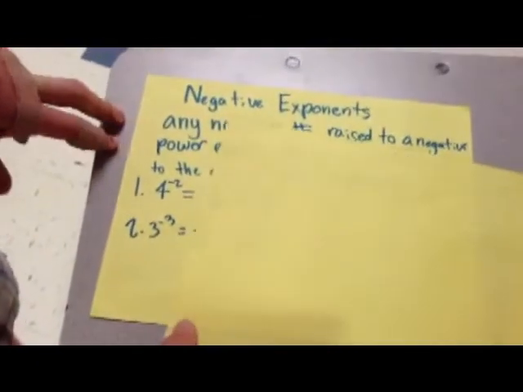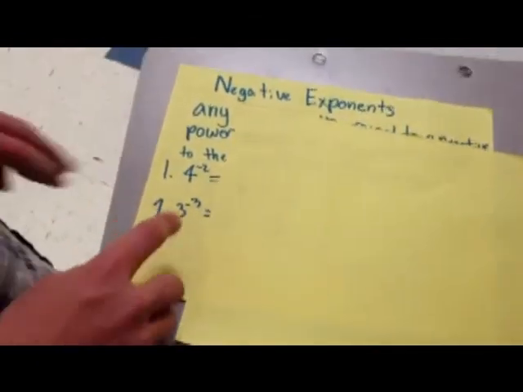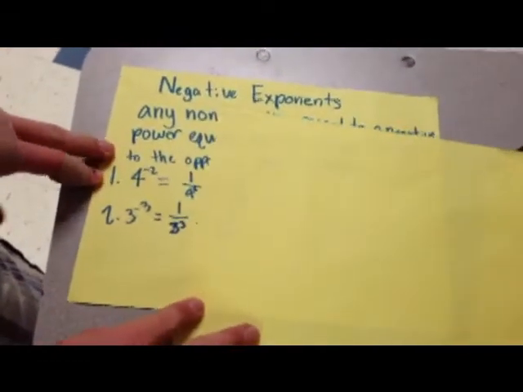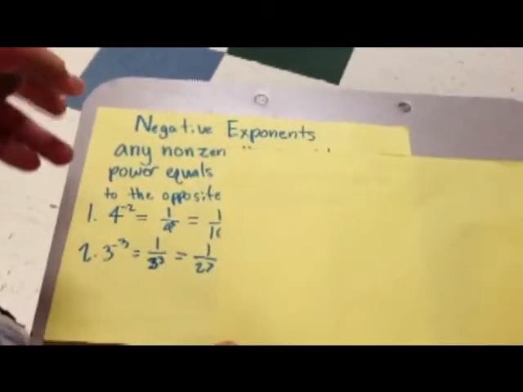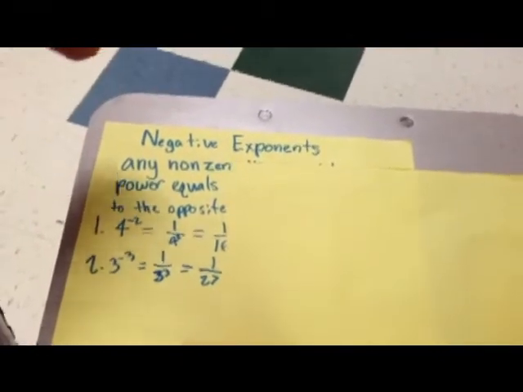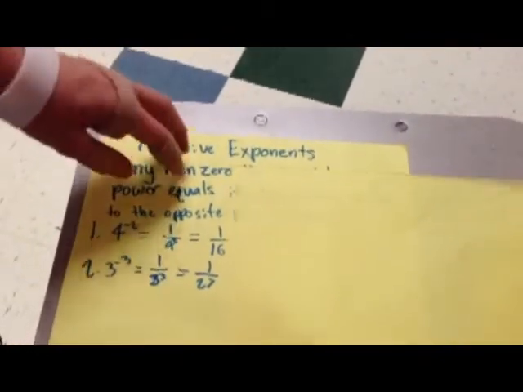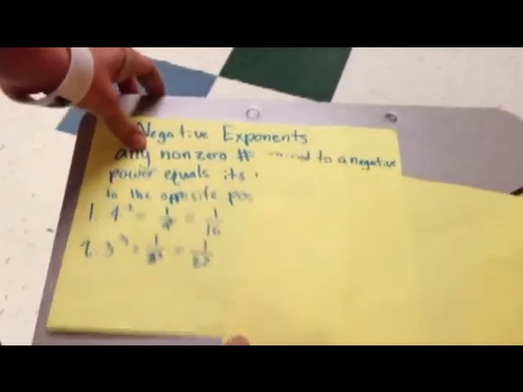Okay, and we'll do this in another example. 3 to the negative third equals 1 over 3 cubed. And when you multiply 3 times 3, it's 9, times 3 is 27. So you have 1 over 27.